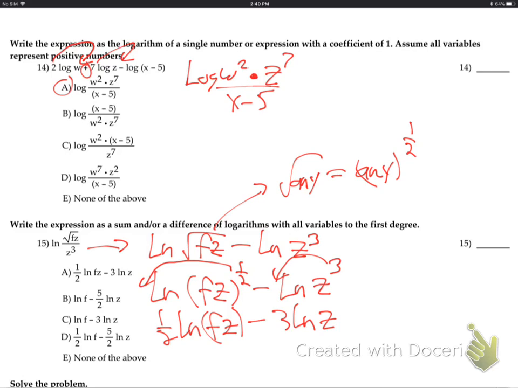But then Joel slapped me around. He said, no, Mr. Heron, it's not A. And he's right. There's a z here and there's a z there. We got to combine those somehow. How? Let me bring it up here and I'll finish it up.